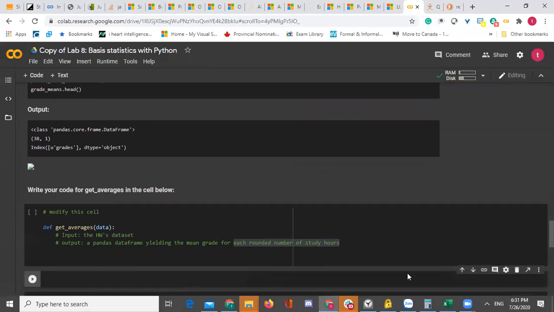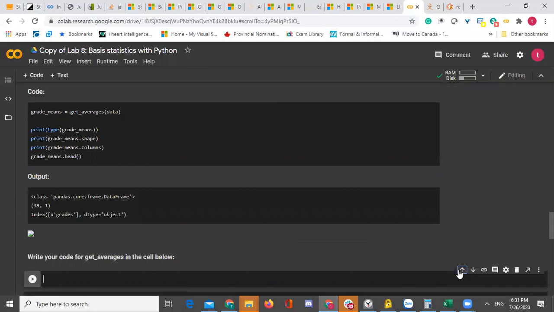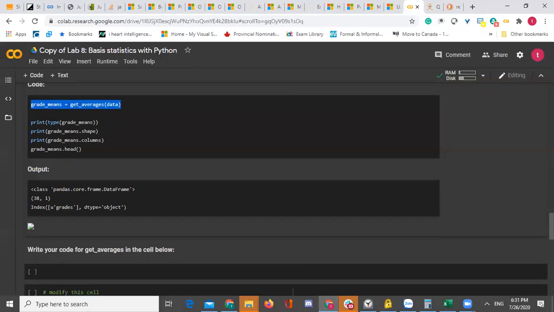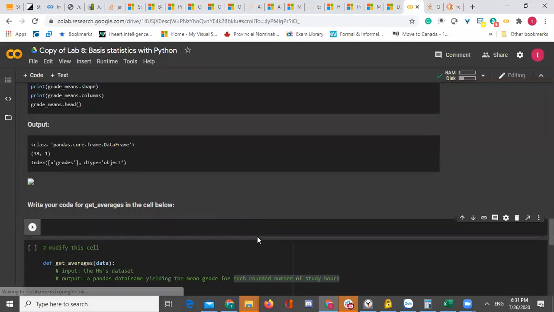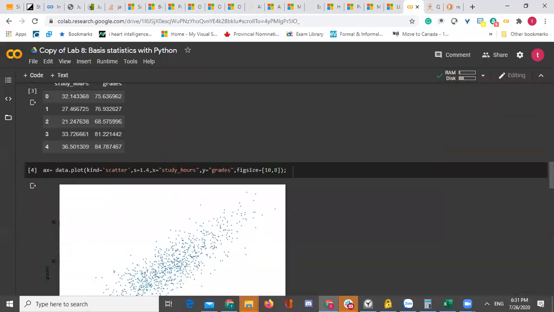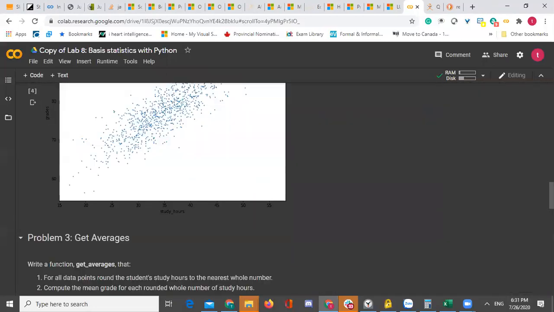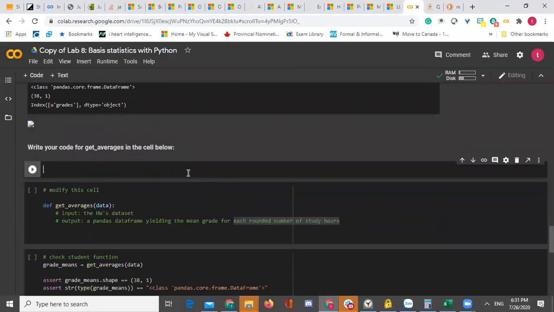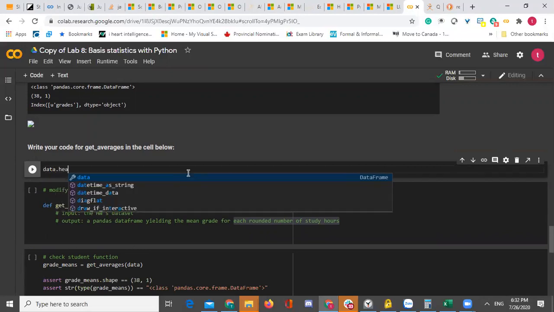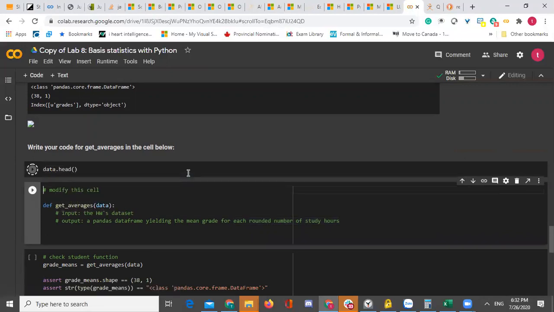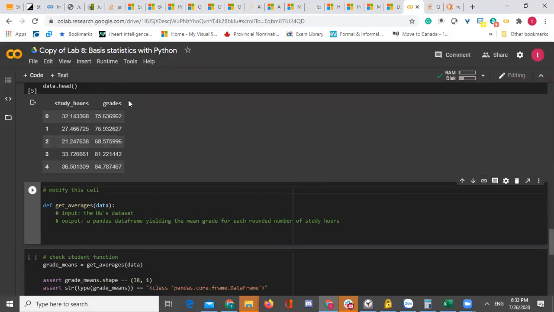So let's see the data. Oh no, wait, it's okay. I see, this is the example code. Okay, so this is what they return. So first, I need to see my data. So, data. To see the columns of the file: study hours and grade.